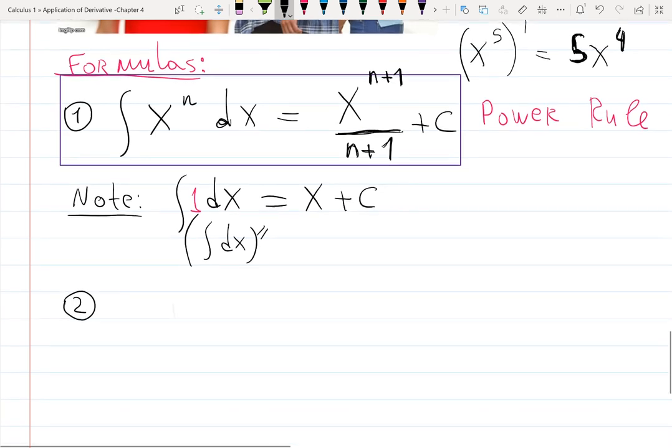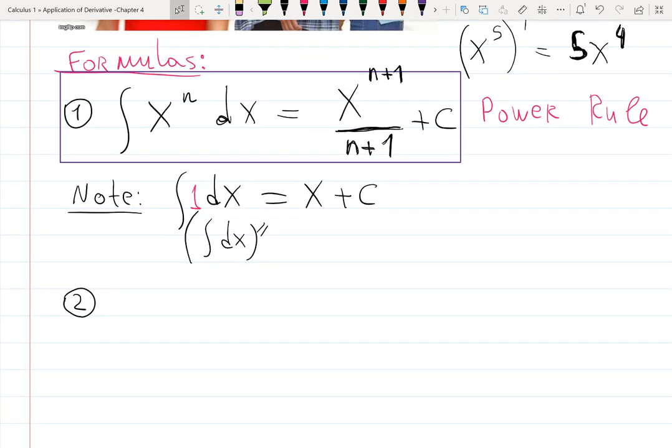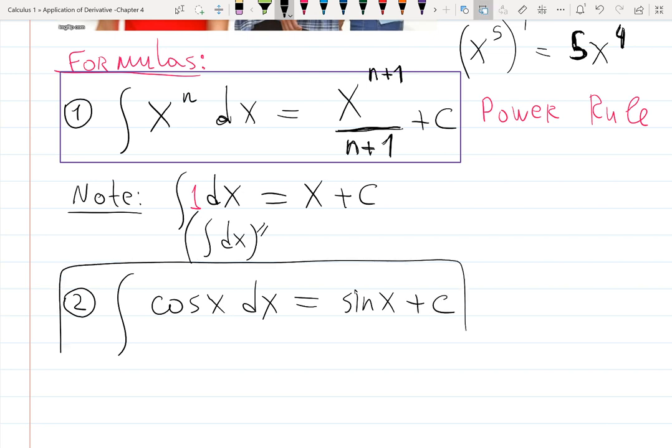Second formula. How about trigonometric formulas? What do you think gave me cosine x dx? And now I want to integrate that. Say cosine x is a speed and I want to find distance. 3, 2, 1, yes. Sine gave you cosine, but don't forget sine plus c. One more formula.